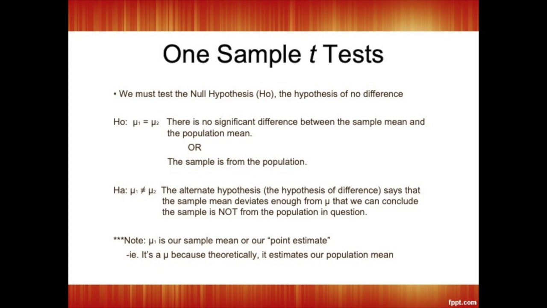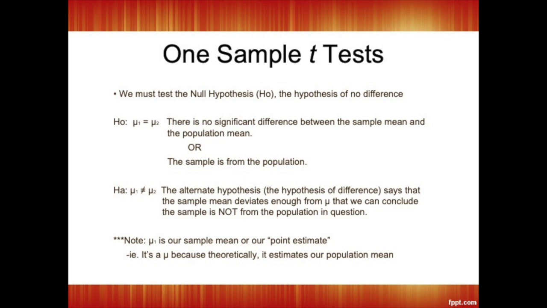So on your quizzes coming up, you are going to be asked to put null hypotheses for certain tests. In this case, we're looking at the one sample t-test, but you're going to be asked to put hypotheses in symbolic form. And so if you're asked to put the null hypothesis in symbolic form for the one sample t, you would put mu1 equals mu2, which means there's no difference between the sample and the population, or the sample is from the population. They are one and the same.